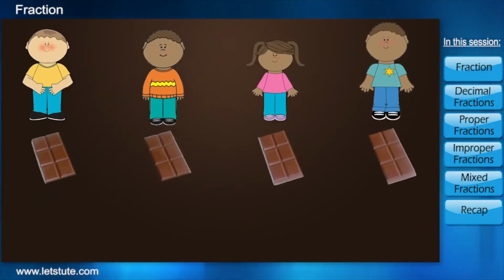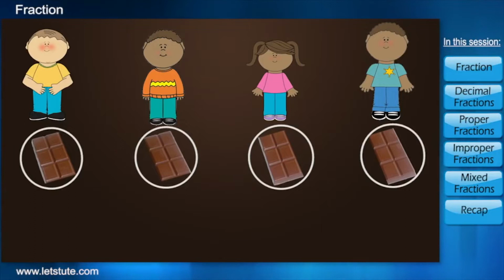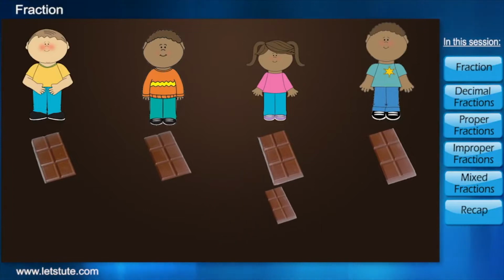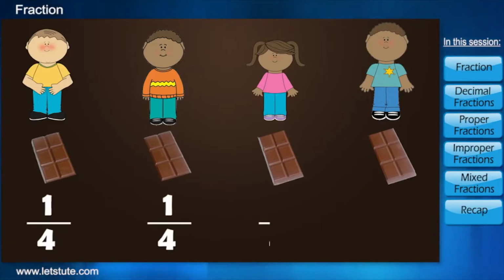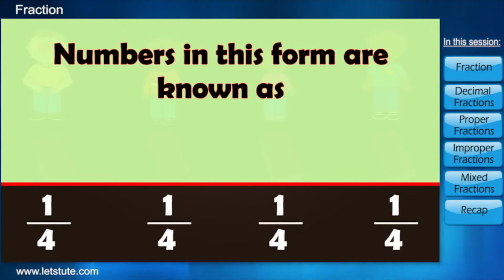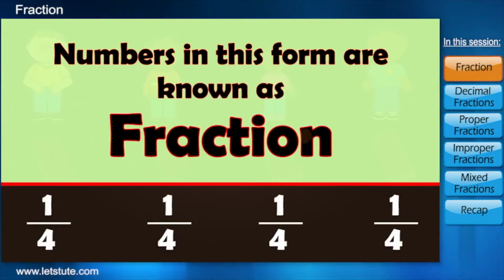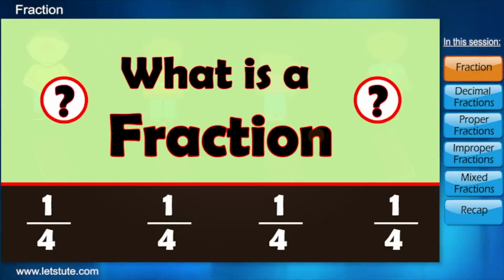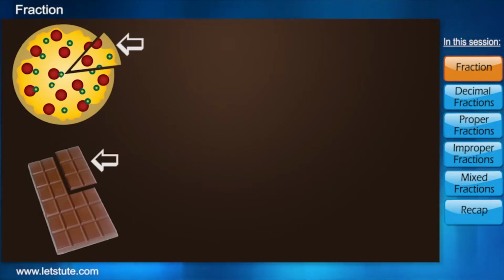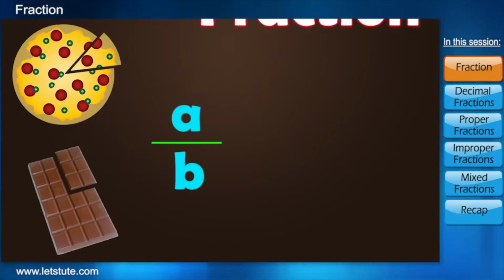Nice. You have divided one whole chocolate into 4 equal parts. So, each one of you will get one part out of the 4 parts of the chocolate. Or can we say that each one of you had 1/4 part of a chocolate? And numbers in this form are known as fractions. So, what is a fraction? Fraction to a layman is just some part or a piece of something. The numbers of the form a by b are called fractions.